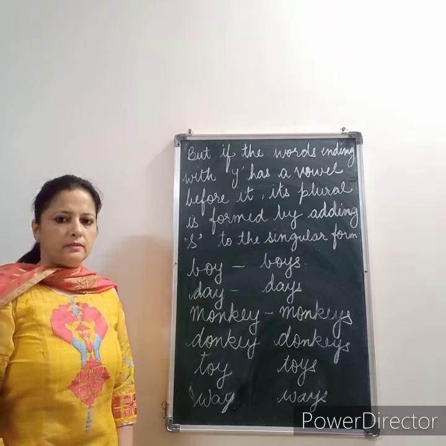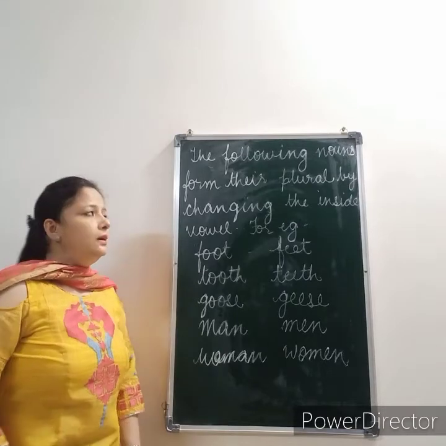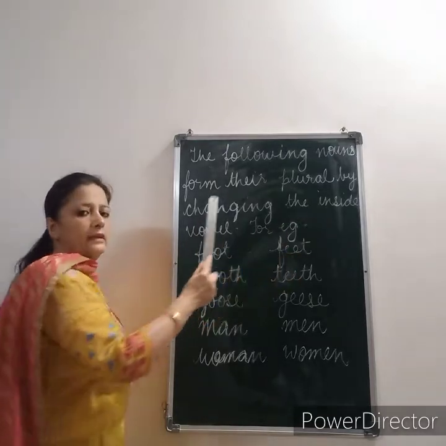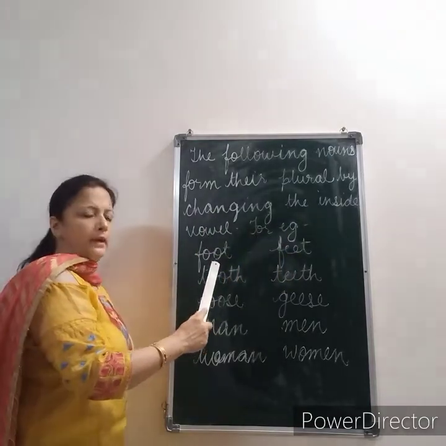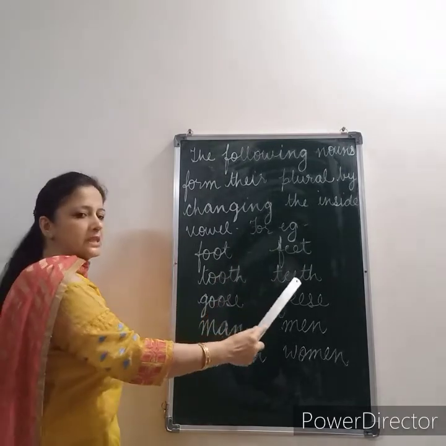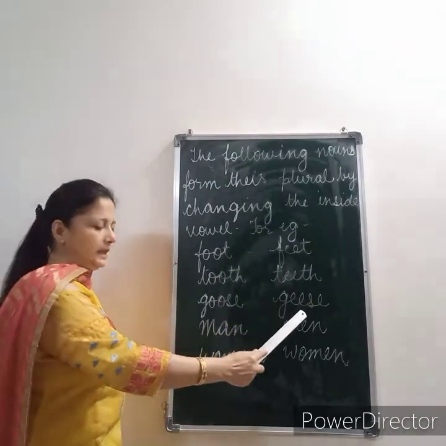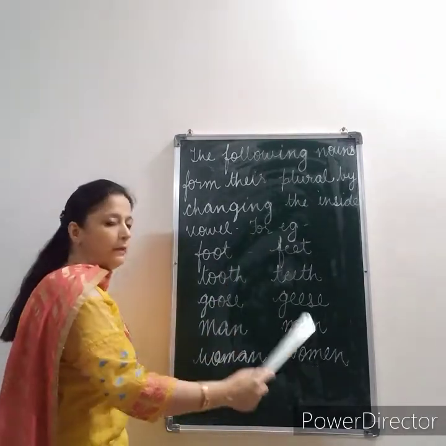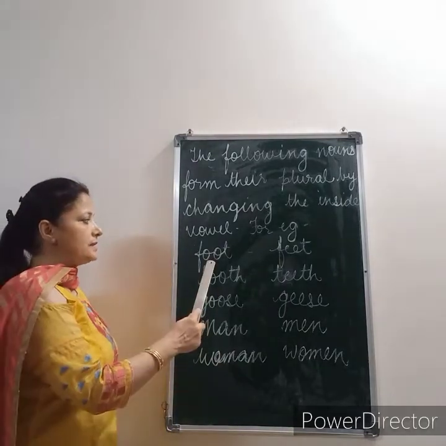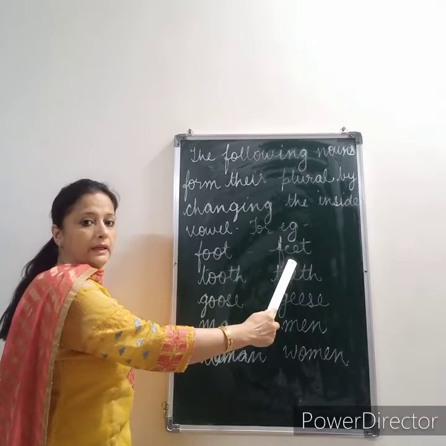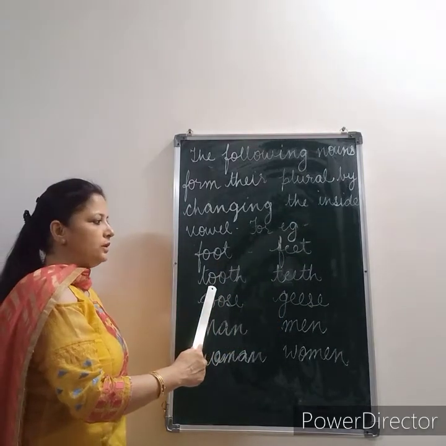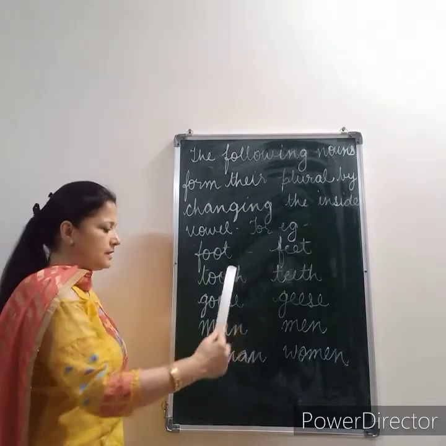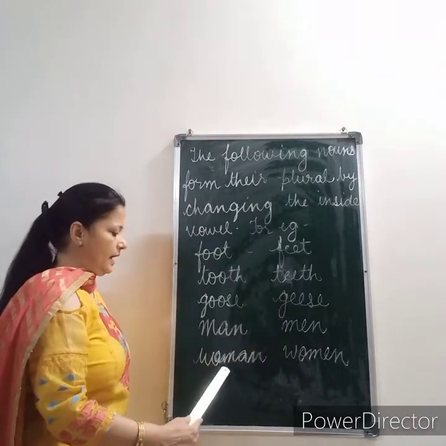Next, we have to remember that the following nouns form their plural by changing the inside vowel. For example, foot becomes feet, tooth becomes teeth, goose becomes geese, man becomes men, woman becomes women. Here you can see that the inside vowel double o has changed into double e. Tooth has changed into teeth, goose has changed into geese, man has become men, and woman has become women.